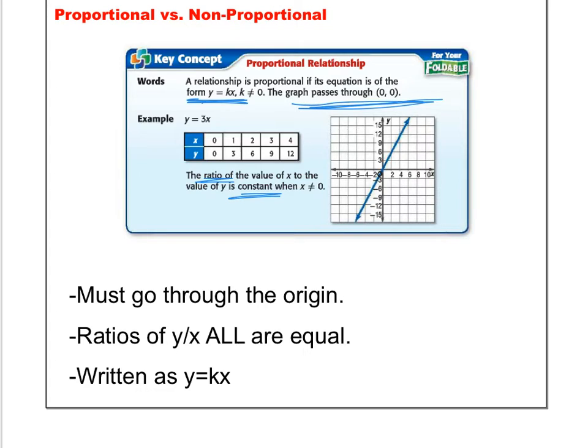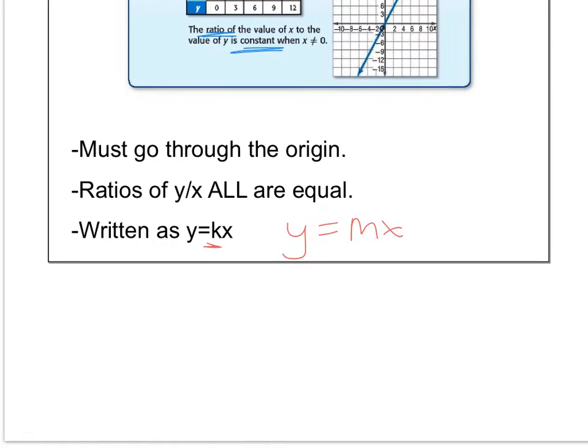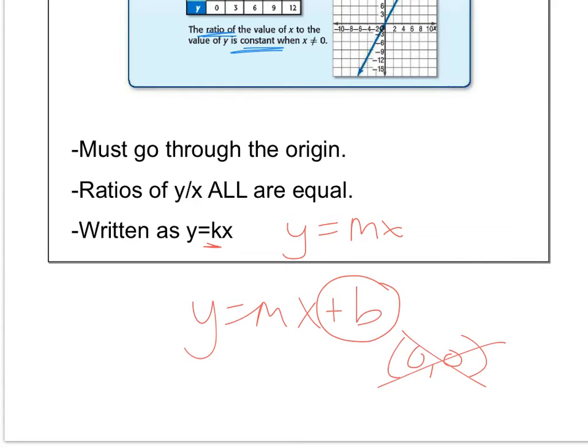And again, sometimes this k is just saying it varies directly. It's going to be shown like this as well. When you see one that has a y equals mx plus b, this tells you it does not start at the origin. So that one's going to be non-proportional.